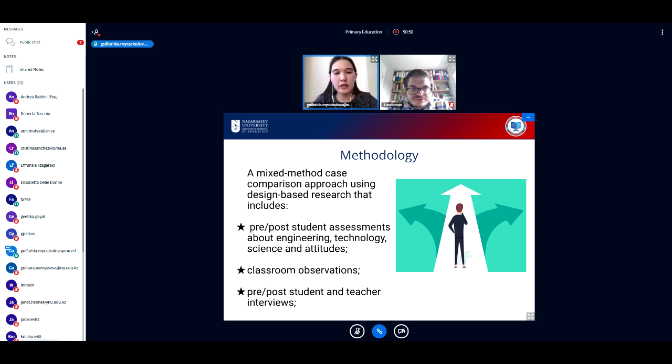This project is a mixed method case comparison approach using a design-based approach, and we are planning to do pre and post-student assessment about engineering, technology, and science, and also we will do classroom observations, and pre and post-student and teacher interviews.